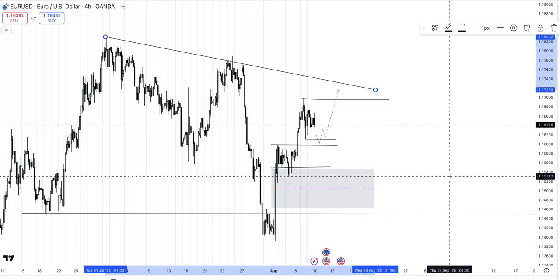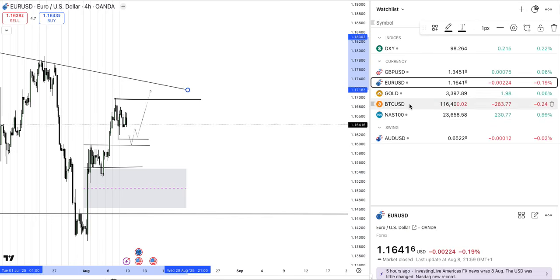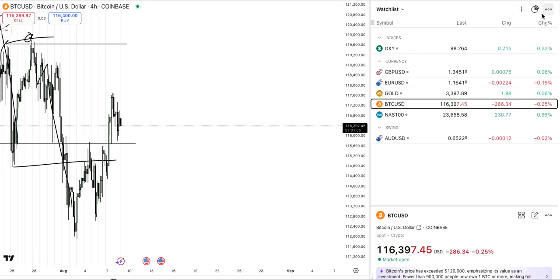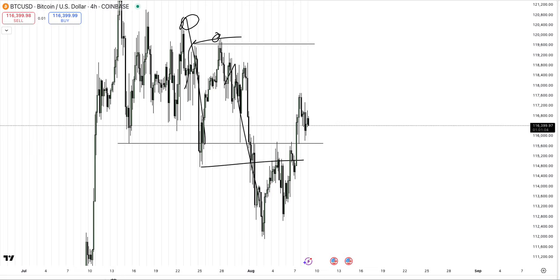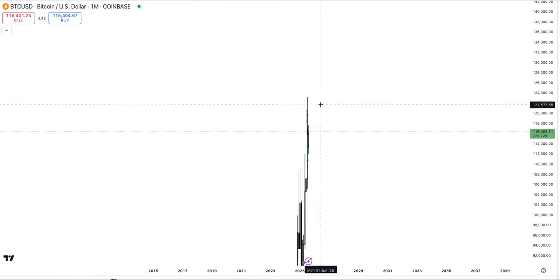So this is my view on Euro USD, and as a bonus, I'm going to look at BTC, and then lastly, I'll end it up with gold. So looking at BTC on the 1 month time frame again, 1 month time frame, sharp, sharp, sharp.